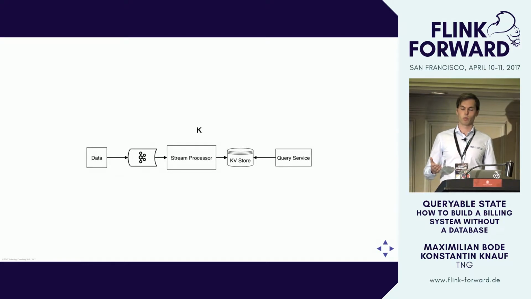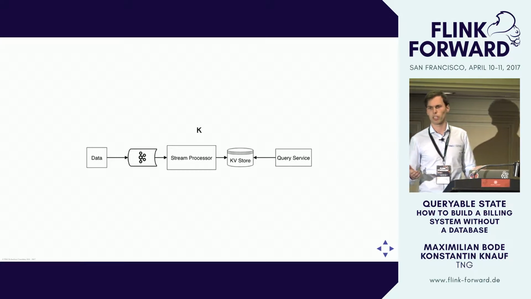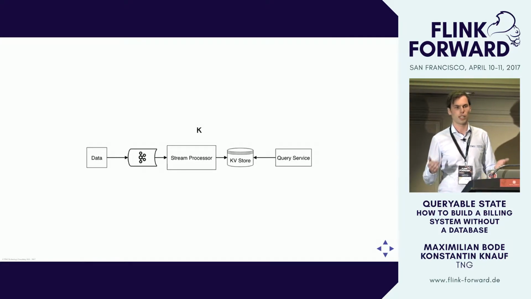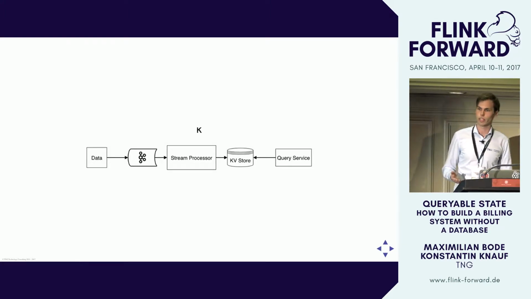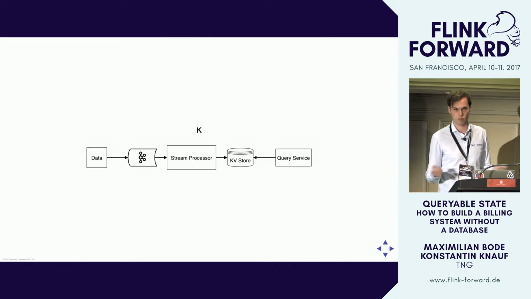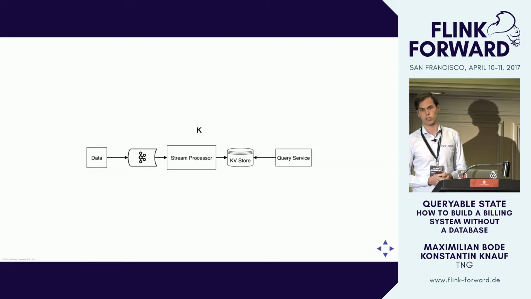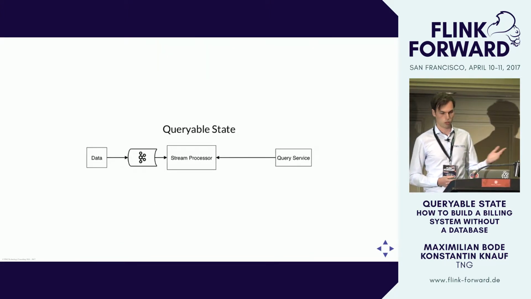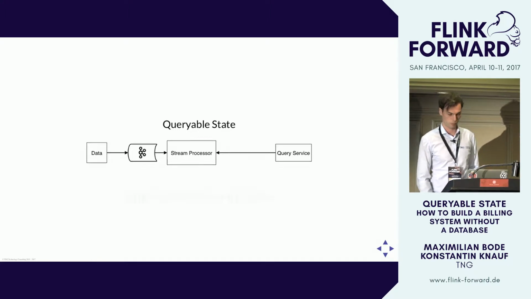But then one could ask themselves, why do I need this external key value store? I mean, I have to operate this, I have to scale it independently of everything. And Flink, in order to give this strong consistency guarantees, has to handle the state, right? So why don't we ask the stream processor for the state we're interested in? And that's basically what the feature queryable state does. So Konstantin is going to tell you a little bit more about how this is implemented in Flink.